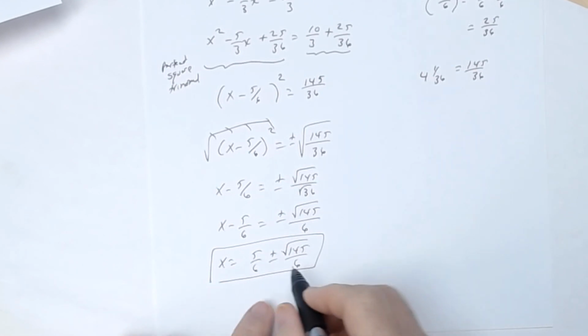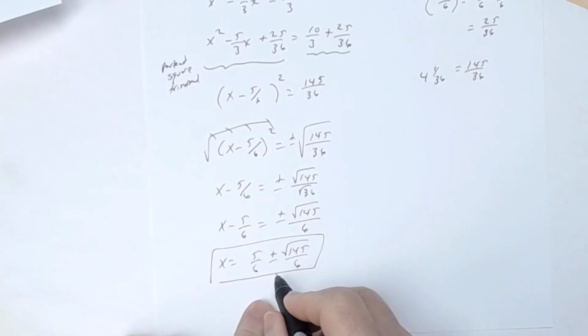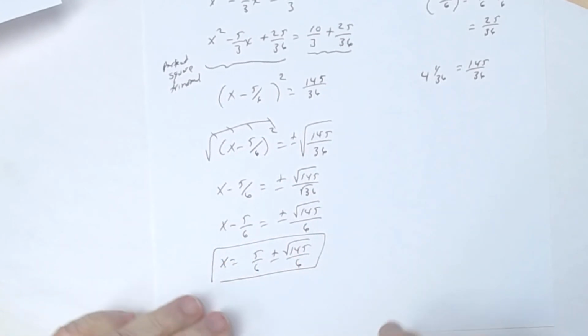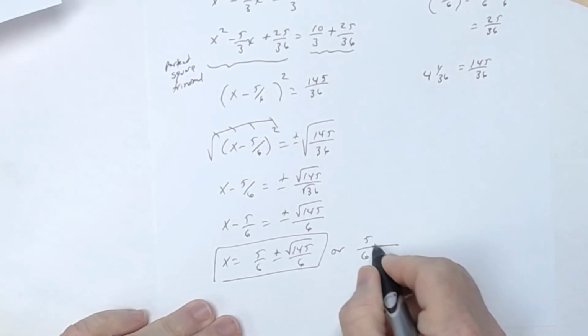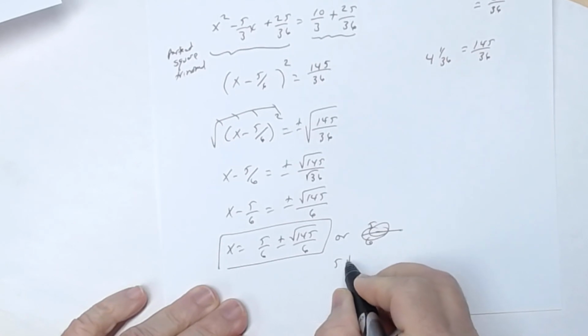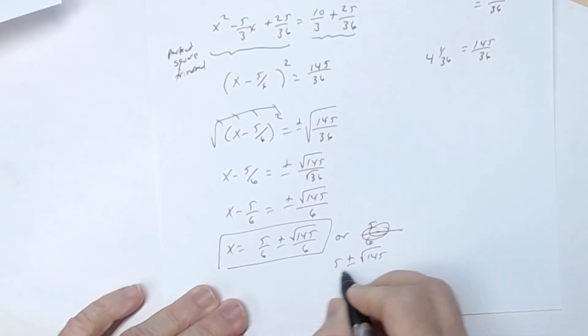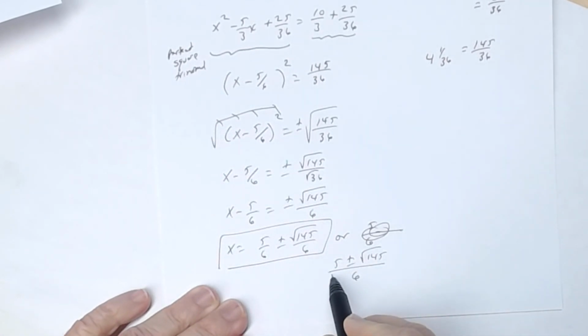The other way to write the answer is to write this as one fraction. So I wrote it as two fractions right here. So the other way is just to say this. 5, plus or minus the square root of 145, all divided by 6. Just make sure you're going from here to here so you don't lose any points.